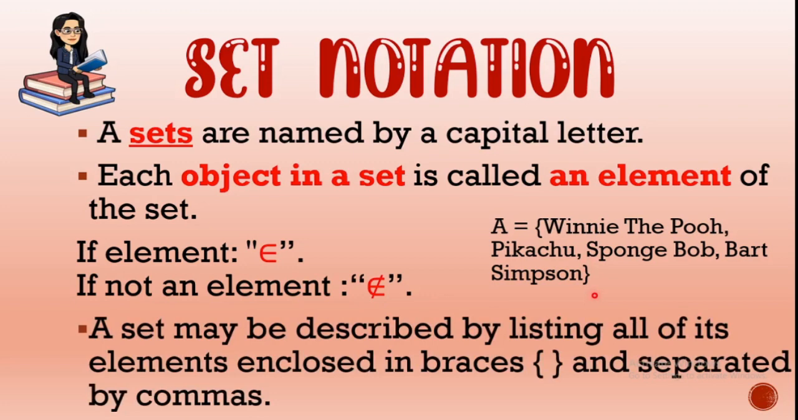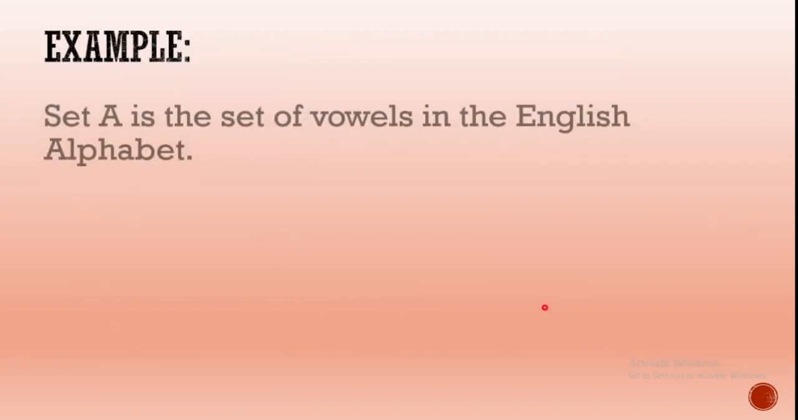And also, we need to remember that the listing of the elements in a set is in closed braces and separated by commas. Kung titignan natin tong example na to, nag-start ako sa open braces at nagtapos ako sa close braces. At ang kada element ay pinaghihiwalay ng comma to separate them. Okay? So, let's take another example.